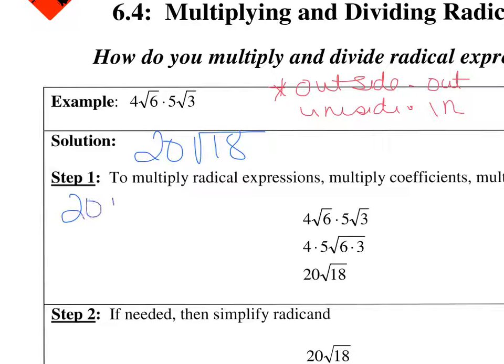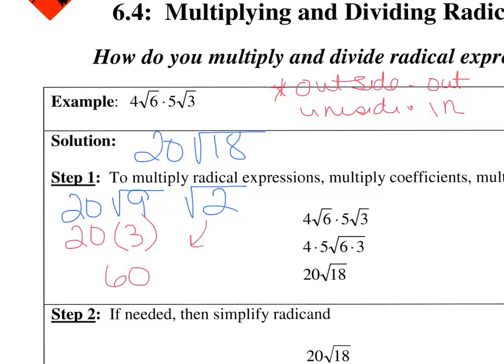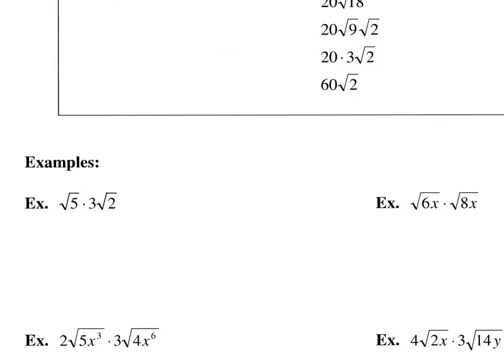So we separate into the perfects and the not perfects. 18 is 9 times 2. The square root of 9 is 3, so that's going to get multiplied times the 20. And we end up with 60 times the square root of 2. And that's the basics of multiplying radical expressions. So we'll do some more examples down here.